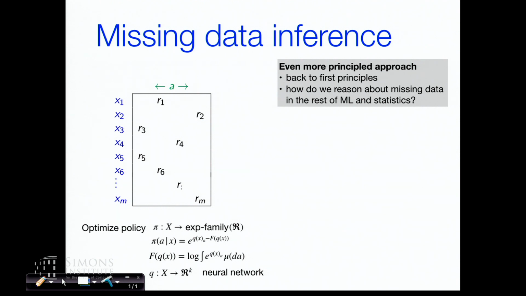Now, the other thing I want to observe is that if we really think hard about missing data inference, this is not a new problem in machine learning. And there's another disconnect, which is the way we think about missing data inference in RL versus the way we think about it elsewhere. I'll see how this goes.